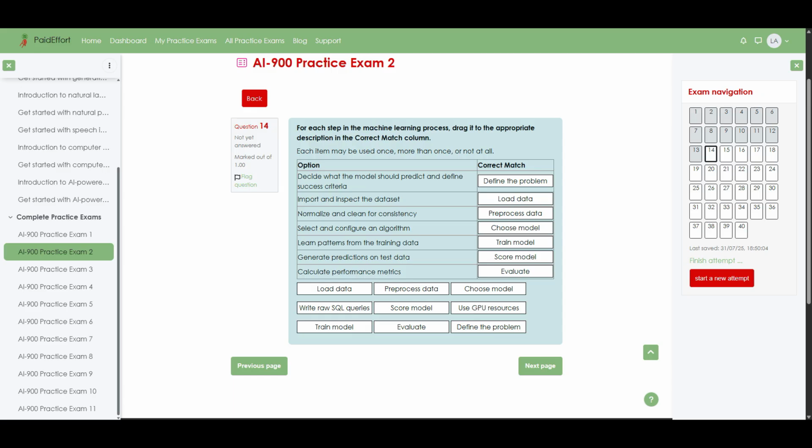Once the data is ready, you choose a model. That means selecting an algorithm, maybe a decision tree, logistic regression, or neural network, and configuring its settings.